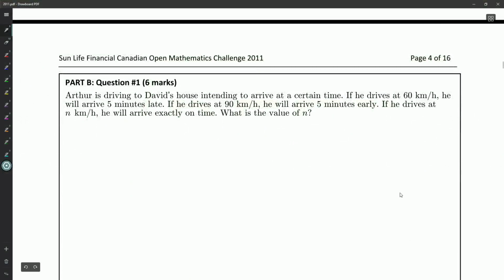We're going to continue looking at the open paper from 2011. We're in the middle section, the B part questions. There's 4 of these. They're a little harder and they're worth a few more marks. So what have we got for B1?